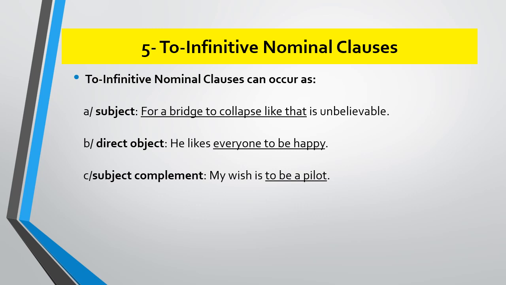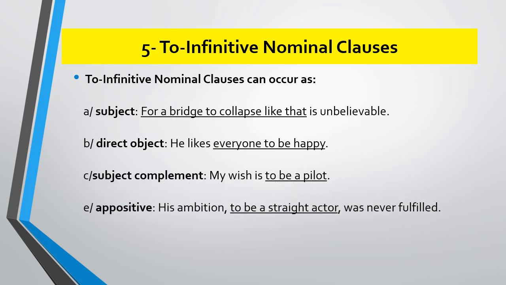Subject complement, my wish is to be a pilot. An appositive, his ambition to be a straight actor will never be fulfilled. Adjectival complement, I'm glad to help. We have an adjective. This clause, to help.